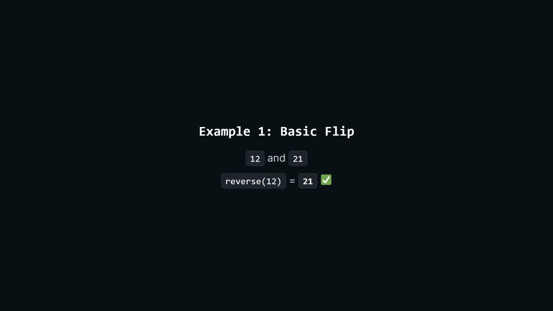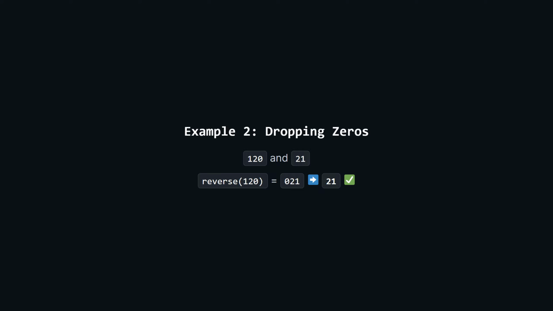For example, if our first number is 12, flipping it makes 21, so 12 and 21 form a mirror pair. Another rule is about zeros. If we have a number like 120, reversing it gives us 0, 2, 1. In math, we just drop that leading 0, so it becomes exactly 21.